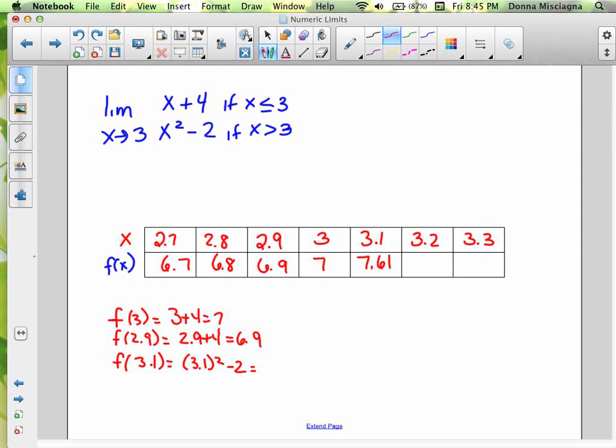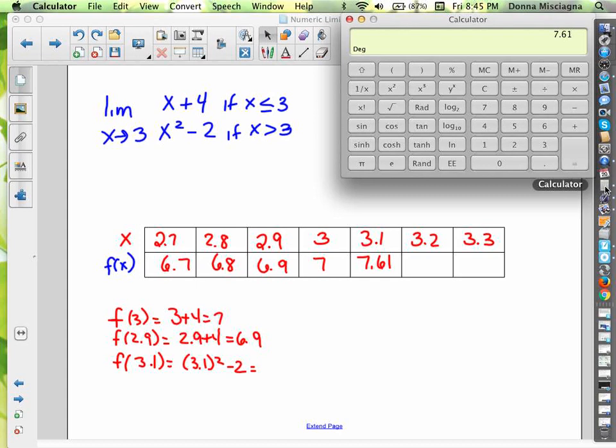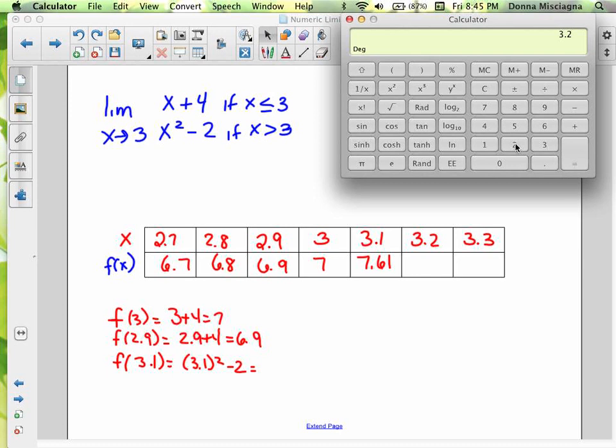Same thing if we have 3.2. You have to remember not to write on the board or the calculator goes away. I'll have to write on the board, not the smart board. So 3.2 squared is going to be 10.24. If we subtract 2, that would be 8.24. Then if we plug in 3.3 and subtract 2, we'd have 8.89.